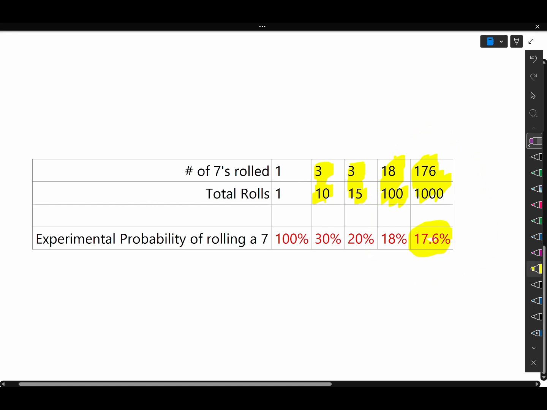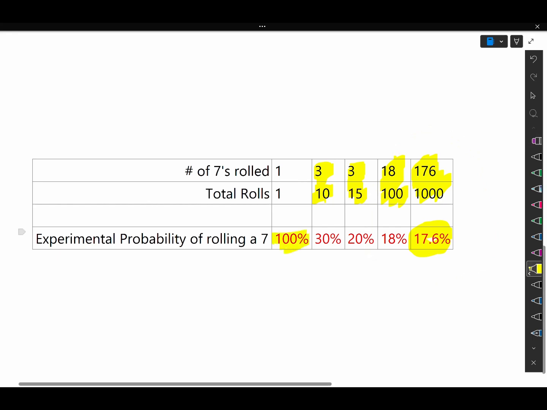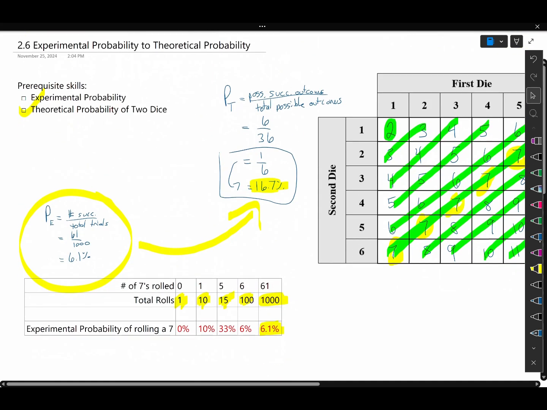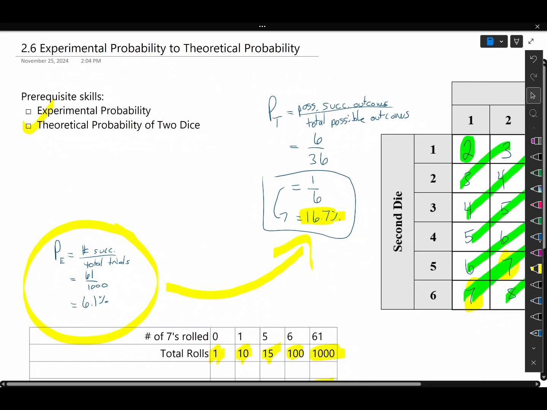Let's take a look. We see that they're getting closer and closer and closer to our 16.7% number. This is what we would expect if we have trustworthy dice. That is, the experimental probability tends towards theoretical probability with a sufficient number of trials. If you followed along, I'm hoping you know what to expect after performing an experiment a sufficient number of times.